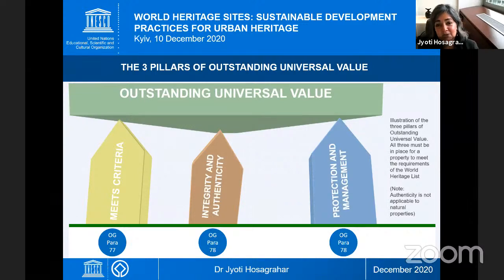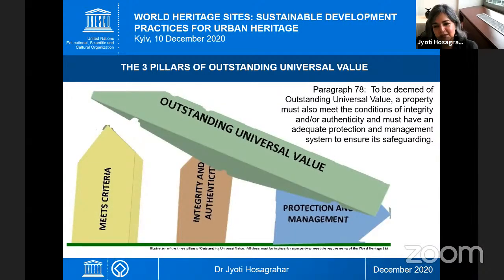Again, as many of you are very familiar with these, this particular image and these points, the outstanding universal value has three main pillars, which is, of course, that it continues to meet the criteria. The criteria, for example, as I just mentioned earlier for Kiev, that the conditions of integrity and authenticity continue to be met, and that the protection and management continues to support the protection of the outstanding universal value. And as soon as any one of these pillars lapses, and in particular, if the protection and management does not support fully, then the system itself for safeguarding fails. And this is very important to recall here.